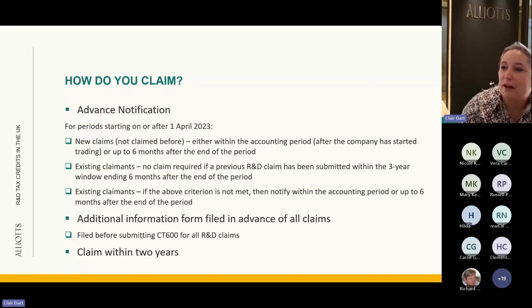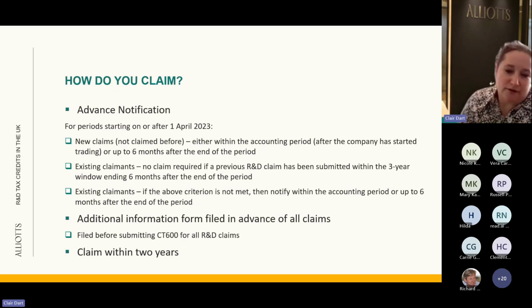We also have a new form called an additional information form, which colloquially, again, we call the AIF. This is essentially a form that explains to the revenue why you're eligible for the scheme, so how you've met the criteria, and provides all the details of the claim. The numbers themselves still go on the company tax return, but the AIF is essentially an advance notification of why you're eligible to make the claim. So we notify, then we give them the AIF, and then we finally claim.